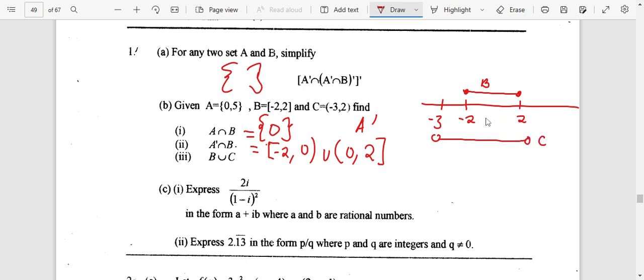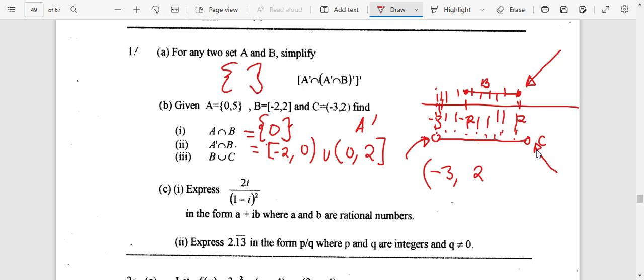So the union means combining. You are going to start from the very smallest here and combine everything, even up to 2 there. So B union C is going to be from negative 3 up to positive 2. Since negative 3 is not in B, it will be open. And then positive 2 is in B, but it is not in C.